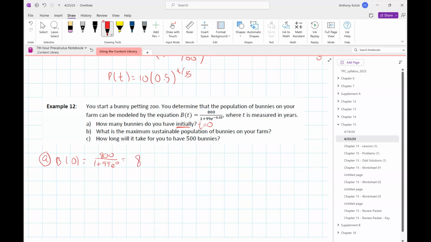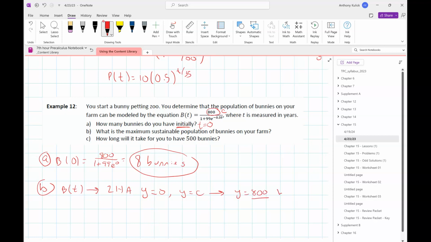So when I do that, I get 8 cute little bunnies. Part B says, what is the maximum sustainable population of your bunnies? So remember, for all logistic functions like B of t, we have 2 horizontal asymptotes. One at y equals 0 and the other at y equals c. So this 800 is my maximum sustainable population. Can't have more than 800 cute little bunnies hopping around my farm.